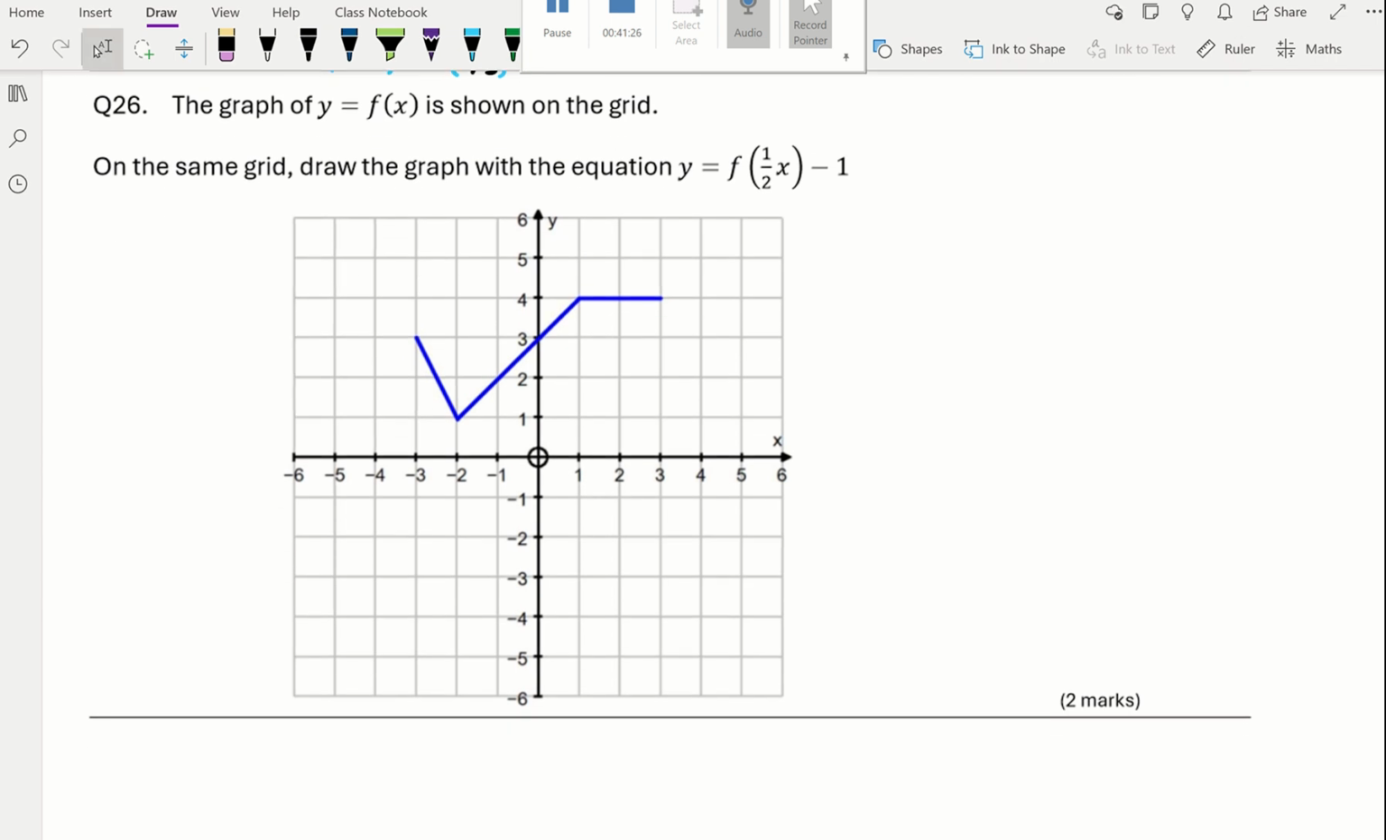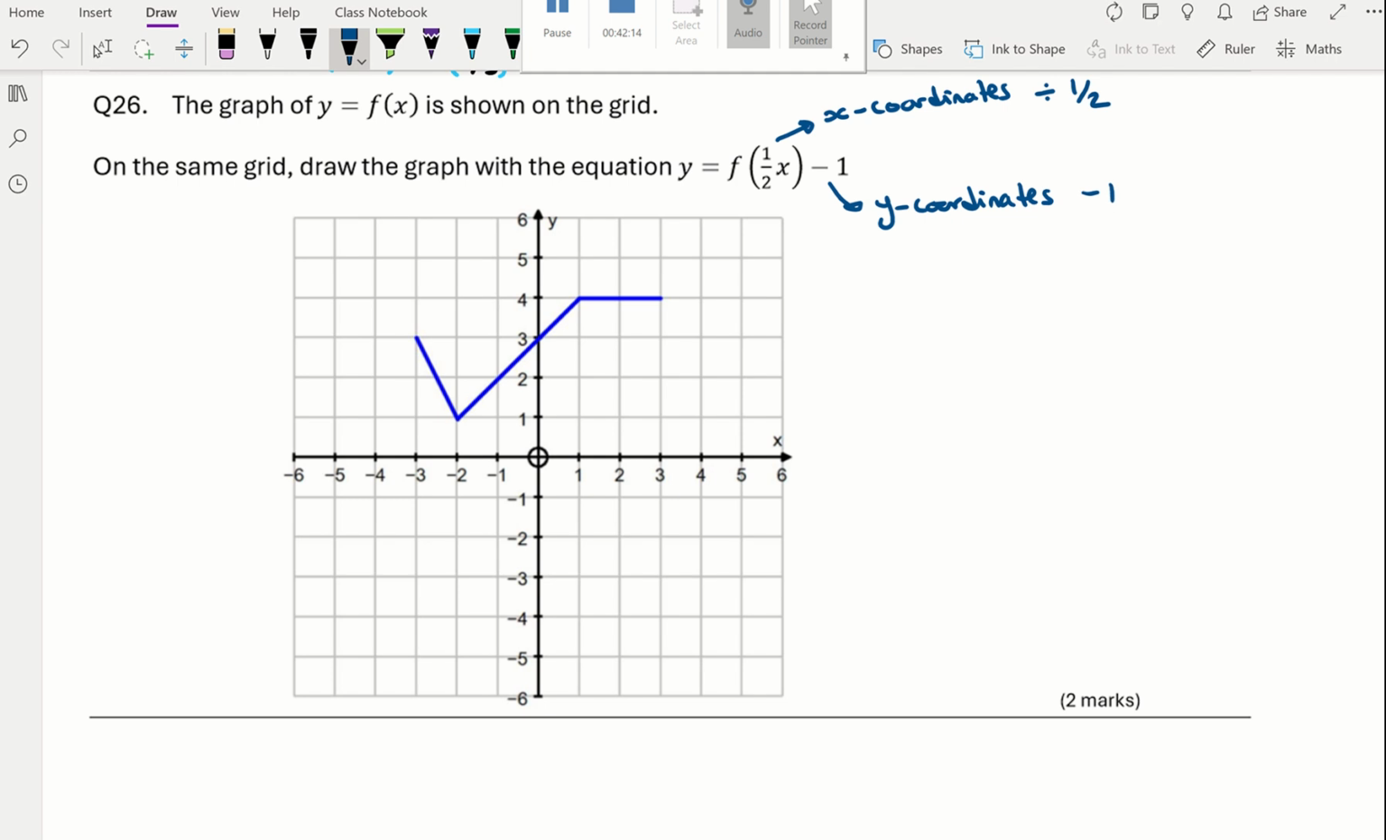And it says the graph of y equals is shown on the grid. On the same grid, draw the graph of a half x minus 1. So a half times x is inside the bracket. So this means that you're multiplying by a half, and instead you can divide by a half all the x coordinates. So this only affects the x coordinates, and you need to divide by a half rather than multiply by a half.